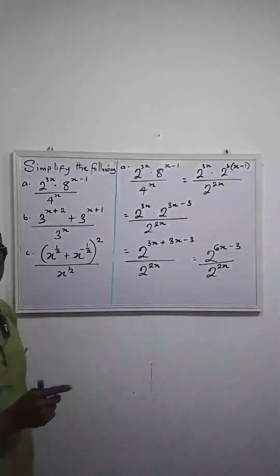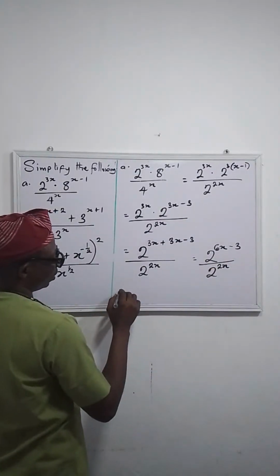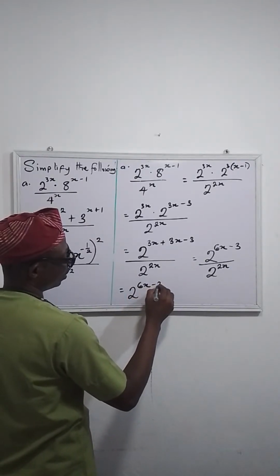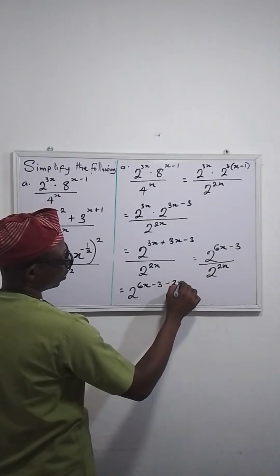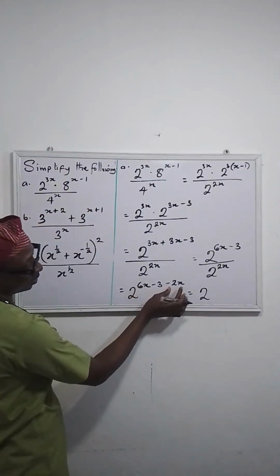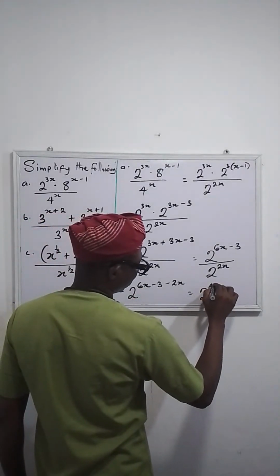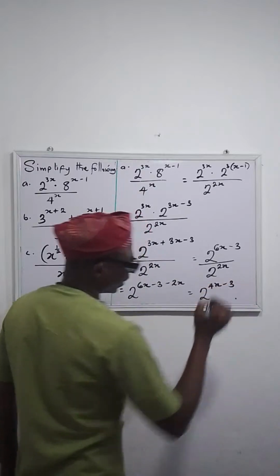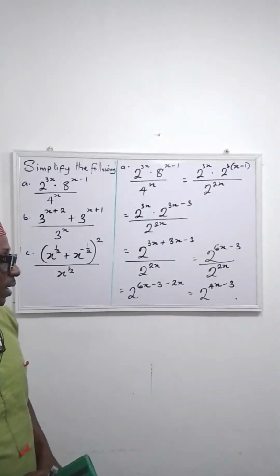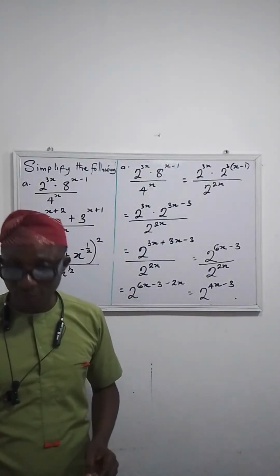Now, the next thing is to apply the law of division. So when dividing, we subtract the powers. So now we have 2 raised to the power of 6x minus 3 minus 2x. So our final answer is 2 raised to the power of, now you subtract 2x from 6x. So what do we have? We have 4x minus 3. Okay, so that is what we have as the answer. So 2 raised to the power of 4x minus 3. Okay, so I hope you understand the procedure.